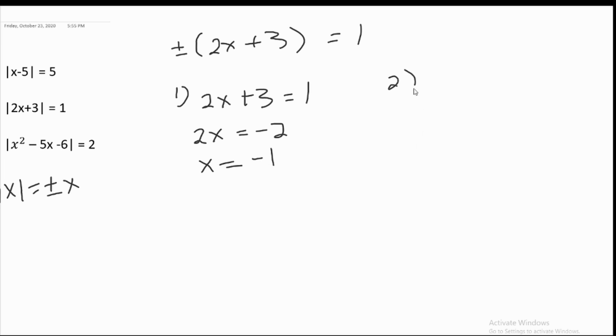Our second case, 2x plus 3 equals, I will emphasize, -1. 2x, we move the 3 over, equals -4. x equals -2.